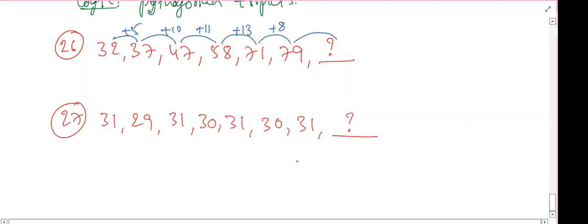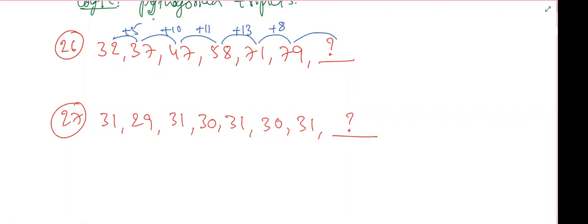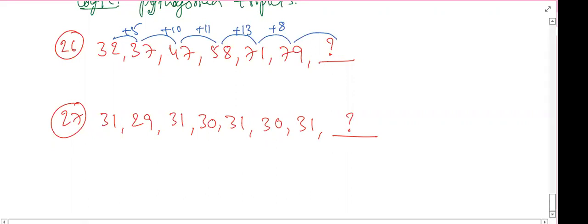Sir, for 26, would the next number be like, should we make factors and then do something? Factors may not give the answer because 47 is a prime, 37 is a prime, 71 is a prime, even 79. So factorization will not give the answer. Like factorization in the sense like 32 equals 3 plus 5, something like that. So maybe that is not factor, right?